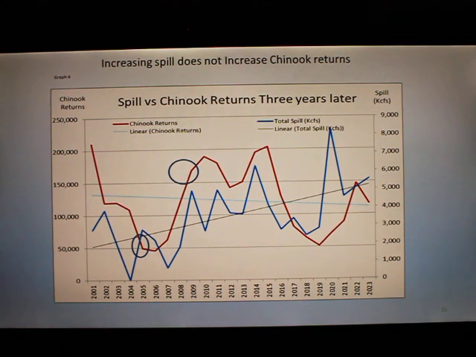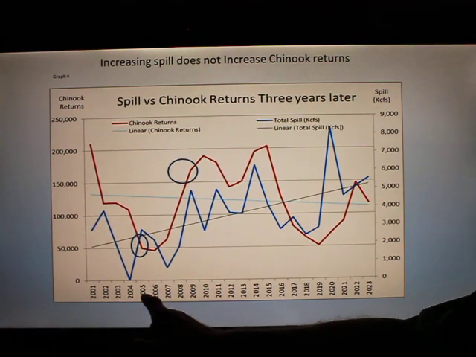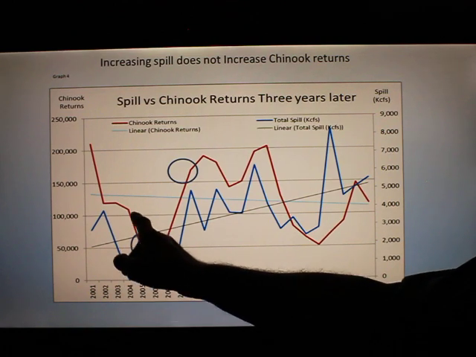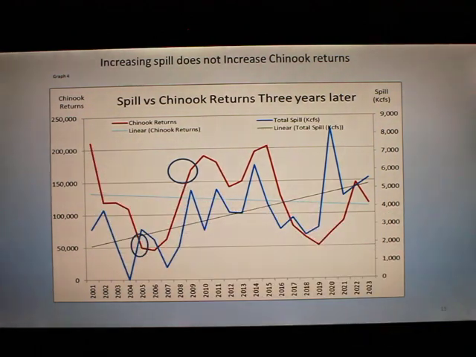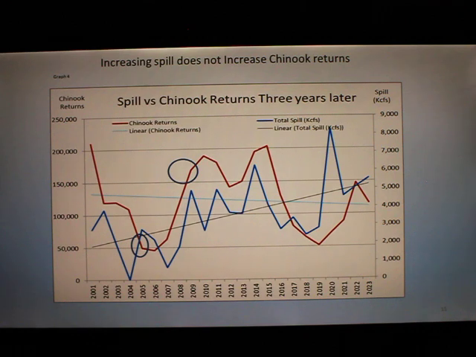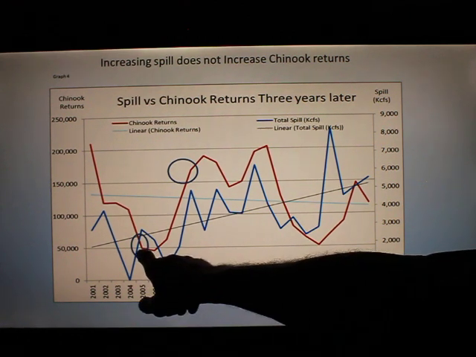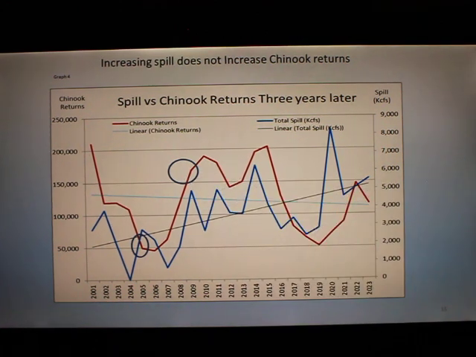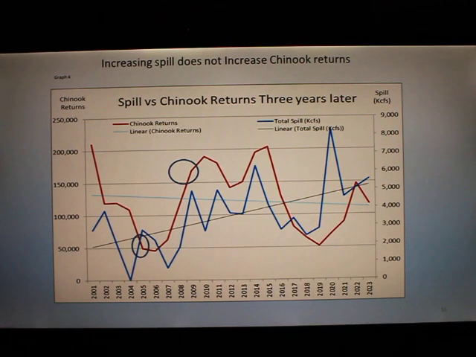In this graph, 2005 is when a spill was initiated. Note that there was no spill back here, and yet returns were significantly high. In 2005, we barged 12 million smolts. 4 years later, we had a wonderful return for Chinooks.